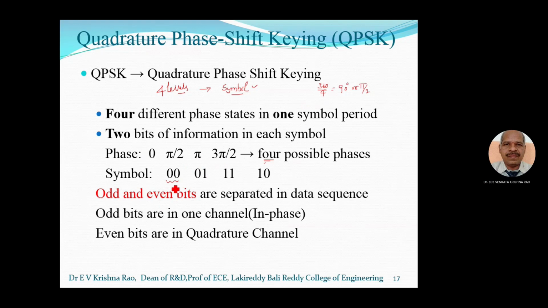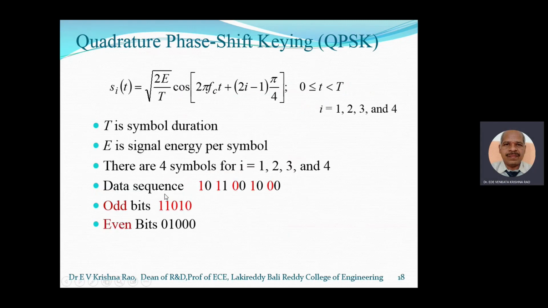Now, for the data, for every combination of 2 bits, the odd and the even bit, we separate these 2 bits into different channels. One is the in-phase channel, the other is the quadrature phase channel. So in this symbol, we separate the 2-bit combination. Each bit is like BPSK again. We transmit, then we combine both. That is how odd and even bits are modulated in the case of 4 levels with a 90-degree phase shift.